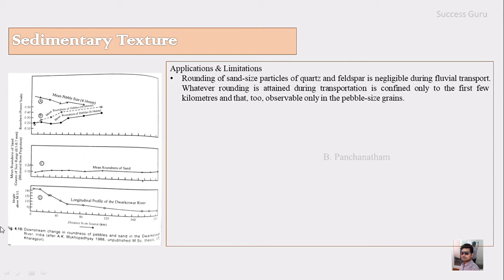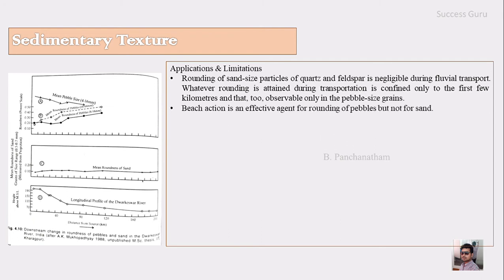And this has been explained in the left side image, which is from a research report by Mr. Mohapatra in 1988, from his MSc dissertation. Here is the report in which he expressed that the roundness of sand-size particles of quartz and feldspar is negligible during fluvial transport. Whatever roundness is attained during transport is confined only to the first few kilometers. So you can see here the roundness index rising up to a certain limit. After that, it is not actually changing.